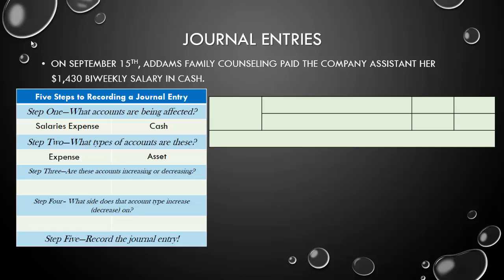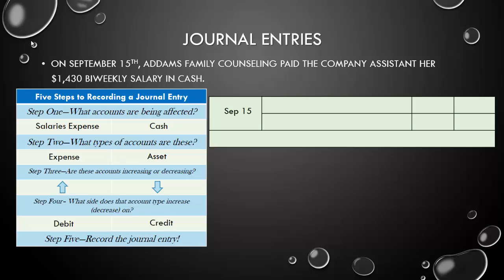Are they increasing or decreasing? Well, salaries expense tracks how much we've paid in total to our employees during the period. And since we paid our assistant her biweekly paycheck, the total amount of salaries that we have paid to our employees has to be going up. Cash is leaving our company, going to our assistant, so it has to be going down. For step 4, salaries expense is an expense account and is increasing, and all expense accounts always increase on the debit side. Cash is an asset and it is decreasing, and all assets decrease on the credit side.